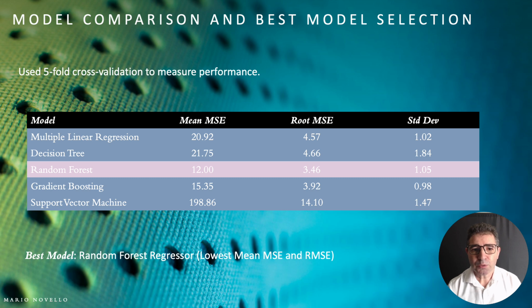To compare the models, we use Python code to perform 5-fold cross-validation and measure performance using the mean square error, and calculated the root mean square error from the MSE, and here are the results. Based on these results, we select the random forest regressor as the best model because it had the lowest mean MSE and RMSE.